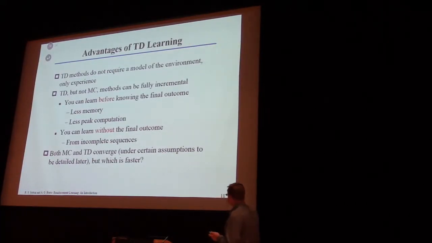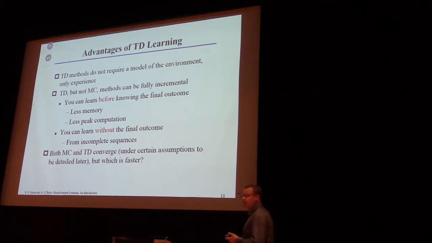So some advantages: it does not require a model of the environment, you do not need to have done that already. And it can be fully incremental, which Monte Carlo is not. So you can learn before knowing the final outcome, as there's some sort of reward along the way. It uses less memory than a model-based method, where you have to represent the whole model. It's computationally quite cheap, and you can learn from incomplete sequences.